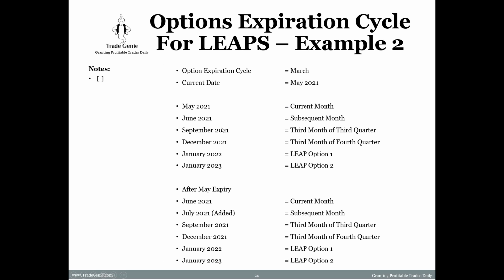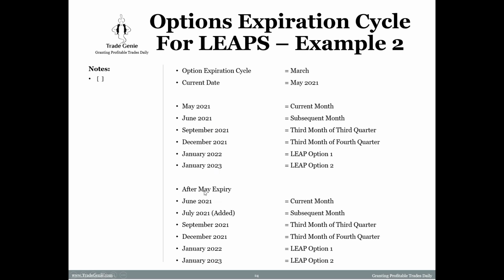Because June is already there, September is the 3rd month of the 3rd quarter, and December is the 3rd month of the 4th quarter. So September and December are there. This is the standard formula: current month, subsequent month, and 2 extra months. Now, because this stock has LEAP options, beyond these 4 months we need 2 more Januaries. So January 2022 is there, and January 2023 is there. So now we have 6 months.